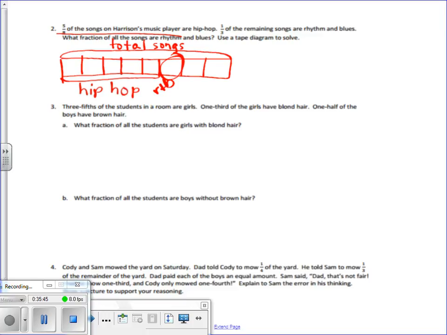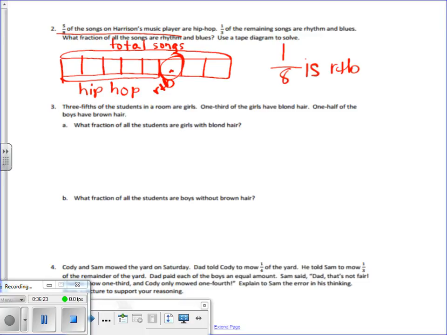Oh, I'm so dumb. 1 out of 8. 1/8. I had it, but then I lost it. No, they're not asking. We're not multiplying anything. 1/8 is rhythm and blues. 1 out of the total 8 is rhythm and blues. I had it, but then I was like, there's no way it's that. You needed a tape diagram to solve this problem.